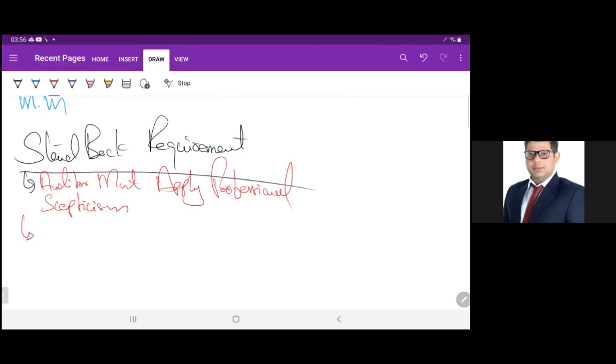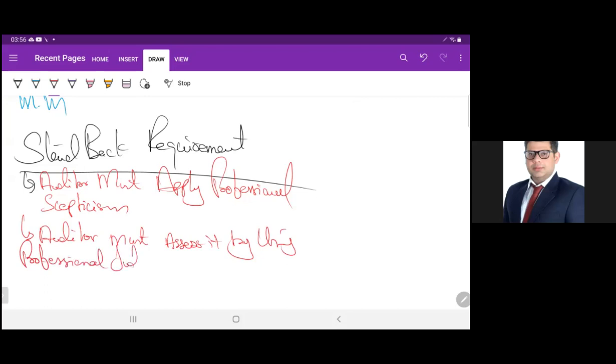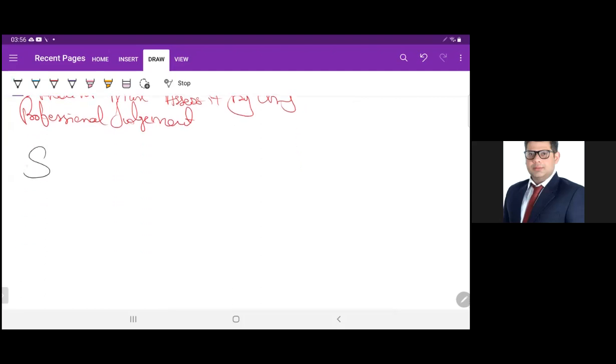The auditor must assess it by using professional judgment whether the determination still is appropriate. Okay, and finally, we have one more thing, that is scalability, which is required by the auditor. And what's that?